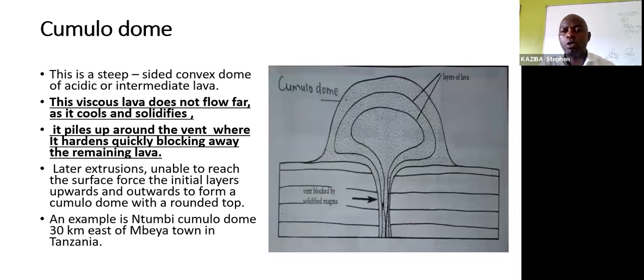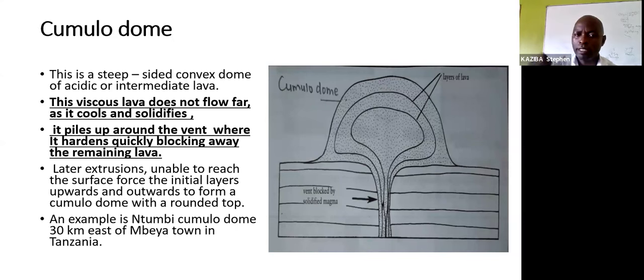Then you go to a tumulodome. A tumulodome, of course, is a steep-sided convex dome of acidic or intermediate lava. Now, this one is steep-sided. And because it is steep-sided, it is associated with acidic lava.